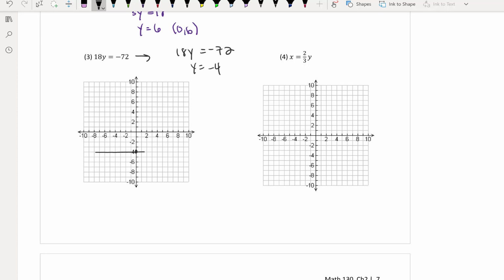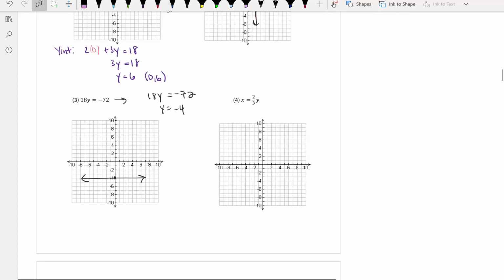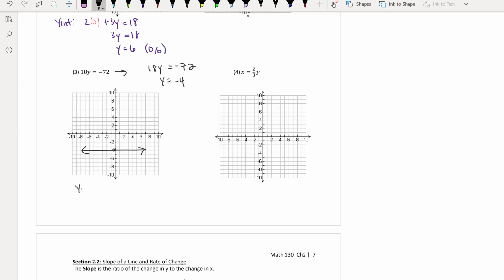So this one tells me I have a horizontal line. Okay? So this is going to be a horizontal line. So here, my y-intercept is going to be at 0, negative 4. And the x-intercept is going to be none. And the reason that is, is because this is a horizontal line. Your slope is equal to 0. You only had a y value.